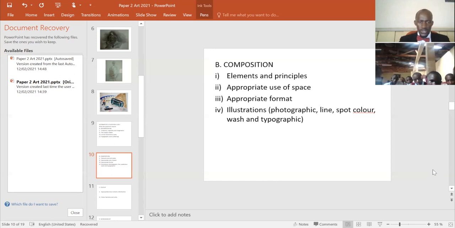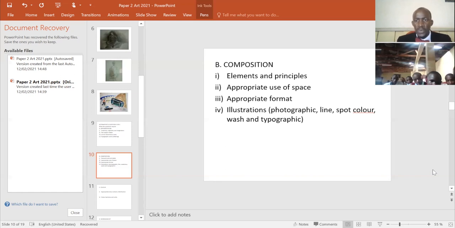Then we have the illustrations. Most of the graphic design work require illustrations. And illustrations is also taught as a topic when handling theory in graphic design. We have photographic illustrations where we use photographs as illustrations that accompany the words. Then we have what we call the line illustrations. This is where the image used in the illustration is purely created using line.